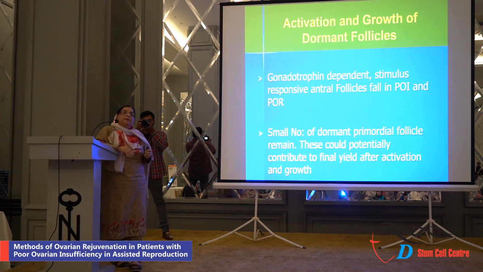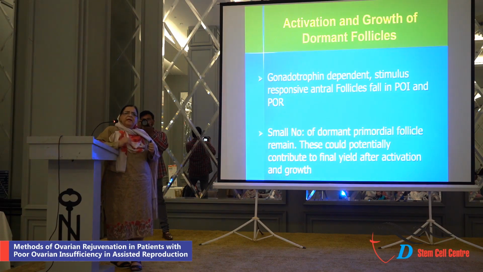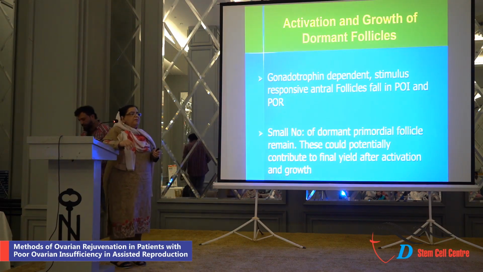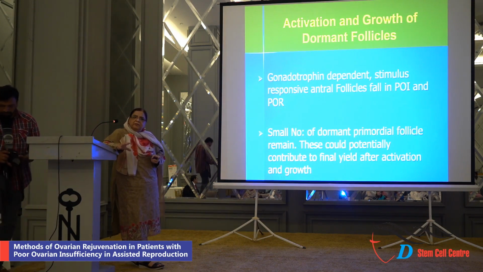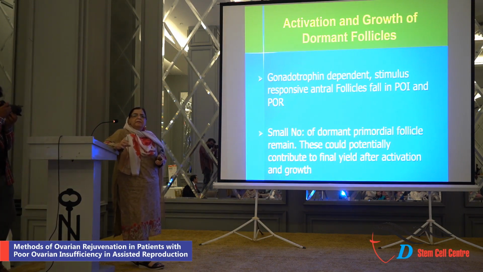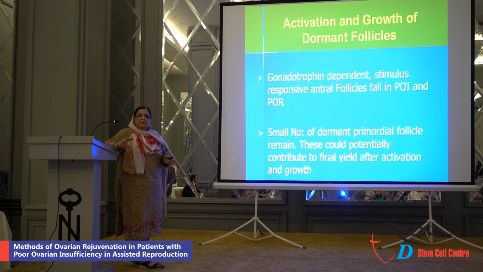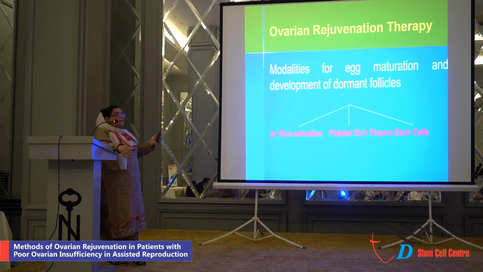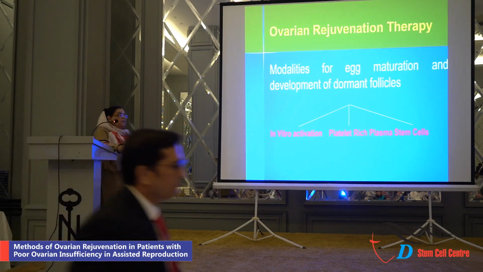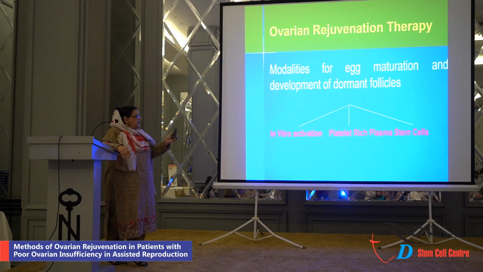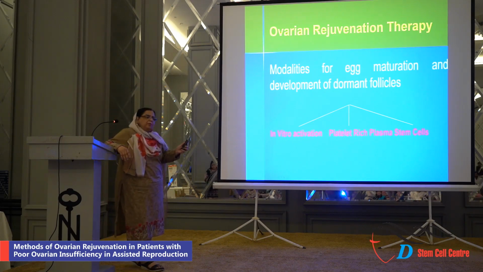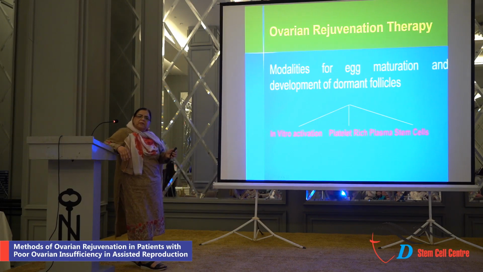So this is where the role of PRP activation and stem cells comes in. A few of the residual follicles are quiescent. They are not responding to anything, but those follicles can be rescued and developed by some mechanisms, by some therapies. What are those mechanisms by which those residual or quiescent follicles can be activated? There are 3 modalities of treatment happening in the world at this time. One is in vitro activation. Second is platelet-rich plasma directly into the ovaries. And third is the use of stem cells into the ovaries.